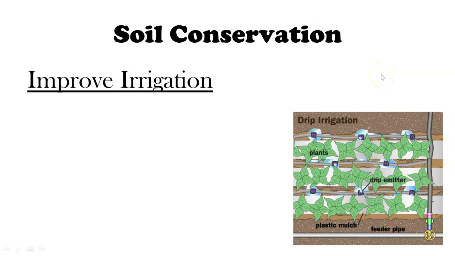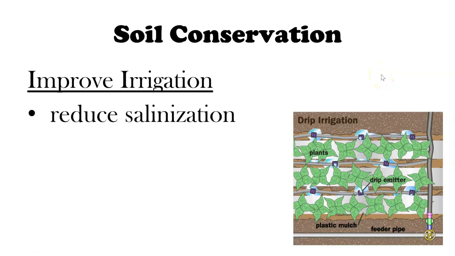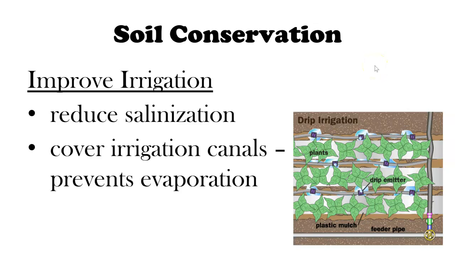We can also utilize improved irrigation techniques, which can reduce evaporation of the irrigated water and also reduce salinization. In California fields, there are a lot of uncovered irrigation canals, and it's estimated that up to 50% of the water in these canals is lost before it even makes its way to the crops. So if these canals were covered, it would prevent evaporation of the water.